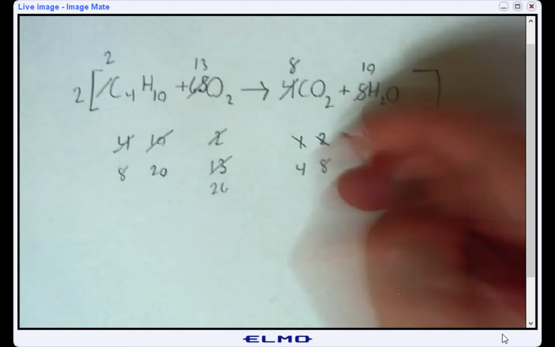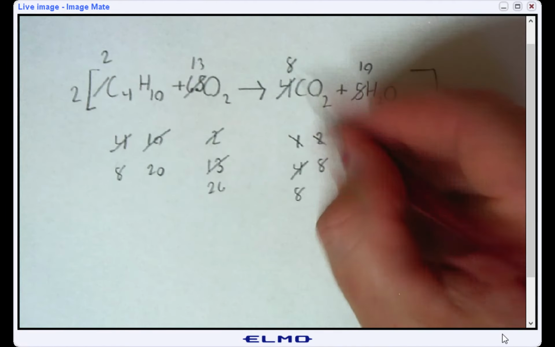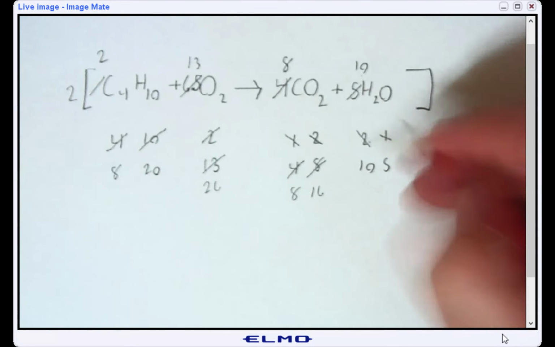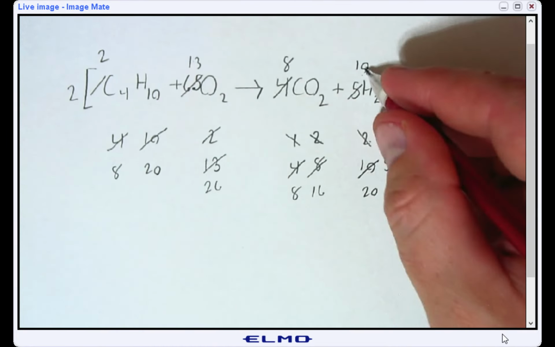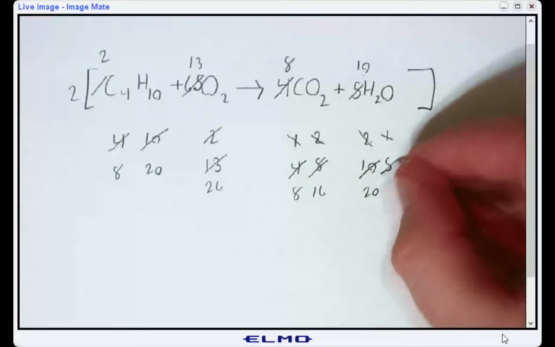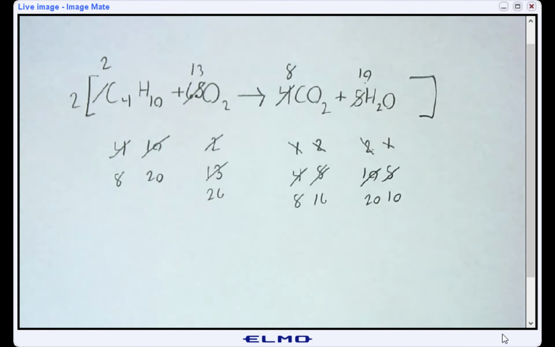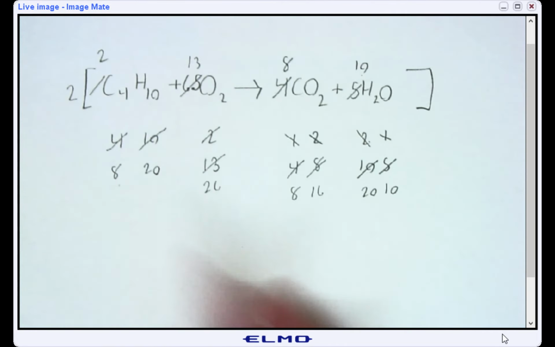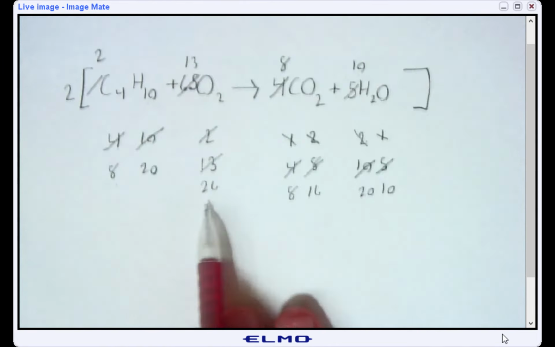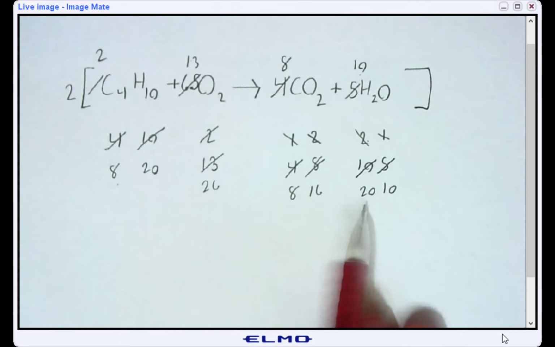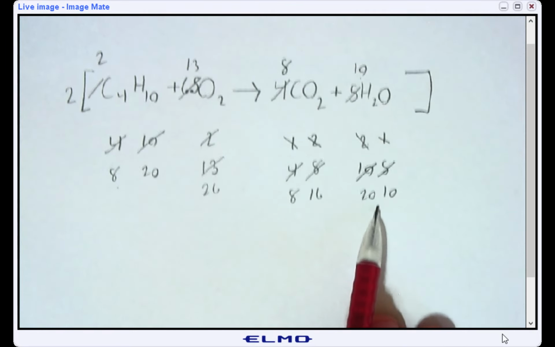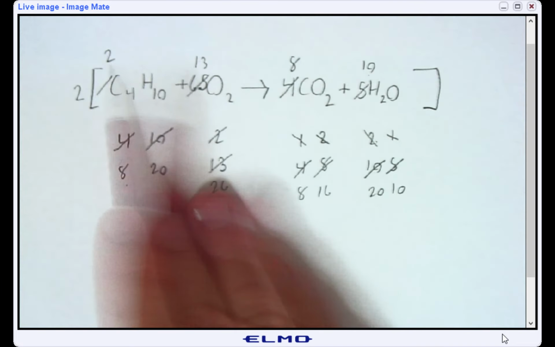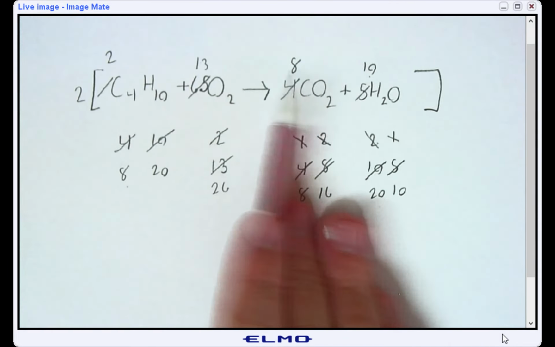8 times 1 is 8. 8 times 2 is 16. 10 times 2 is 20. And 10 times 1 is 10. Let's see if it works. 8 carbon, 8 carbon, 20 hydrogen, 20 hydrogen, 26 oxygen, 16 plus 10, because they're both on the right side, is 26. This is a balanced chemical equation. The answer is 2, 13, 8, and 10.